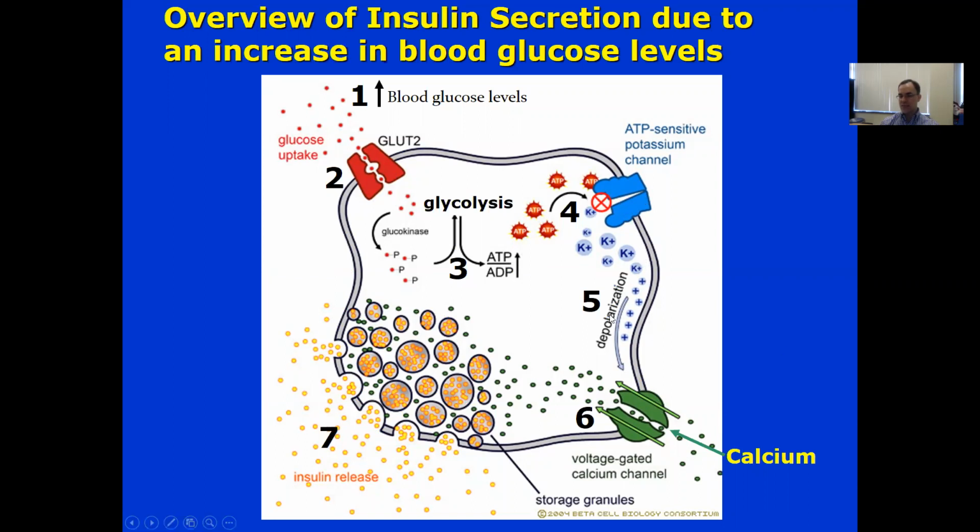As a result, without depolarization, the voltage-gated calcium channels would close or remain closed. Calcium would not be able to enter, and therefore these storage vesicles would remain in the middle of the beta cell and not be able to move to the cell membrane to release insulin. And that makes sense. You would basically be turning off these 7 steps, which would make sense because you wouldn't want insulin to be released when your blood sugar is already low to begin with.